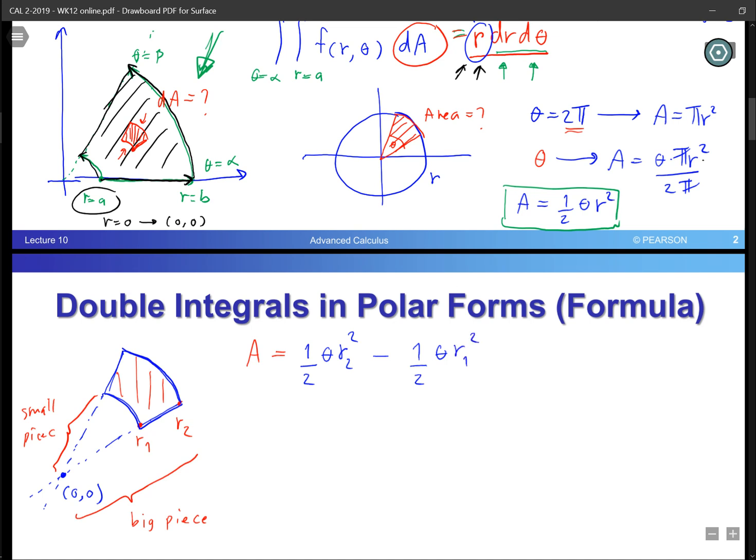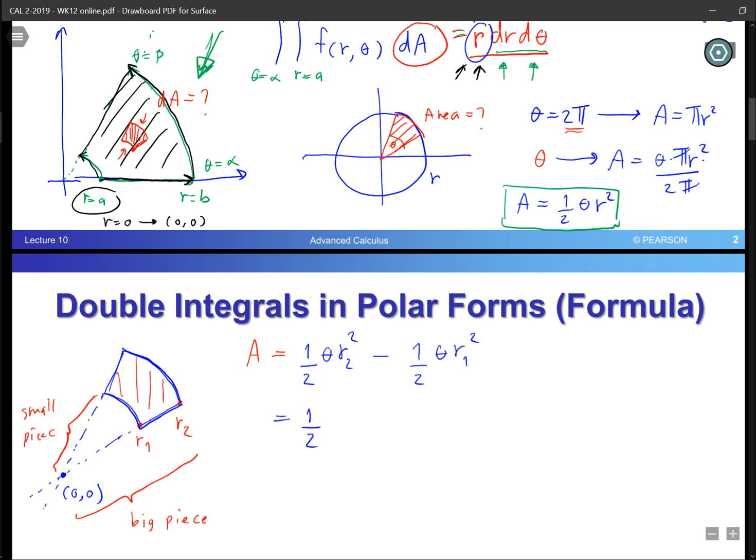This is like calculating the area of the ring, right? You find the area of the circle, and then you subtract the area of the smaller circle, and then you find the area of the ring. But this is just part of the ring. Okay, so let's work on this a little bit more. So let's take the common terms out. 1 over 2 right here.